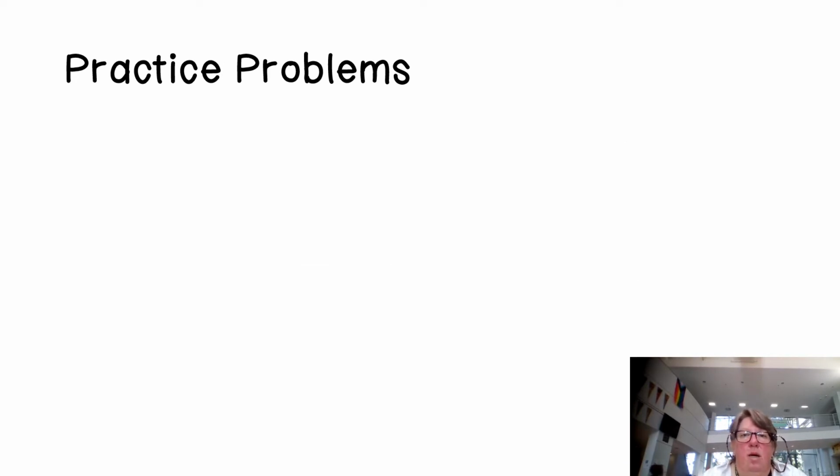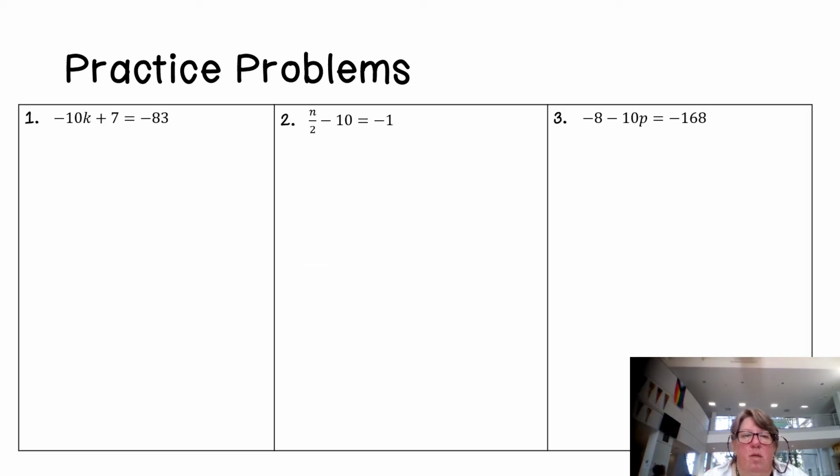All right, these are our practice problems. So let's look at number 1. -10k + 7 = -83. Step 1 says get the term with the variable in it alone on its side of the equal sign. So we want to eliminate this plus 7. And how do we do that? We use the inverse operation. So we're going to subtract 7 from both sides. And we end up with -10k = -90.